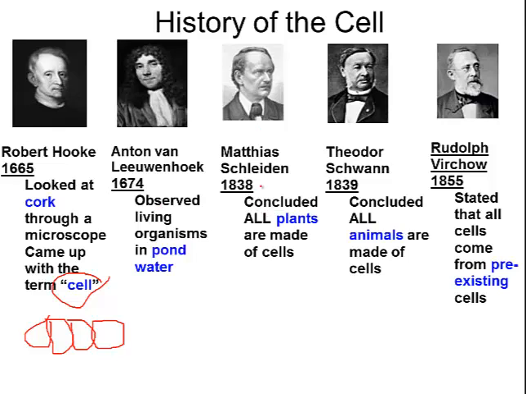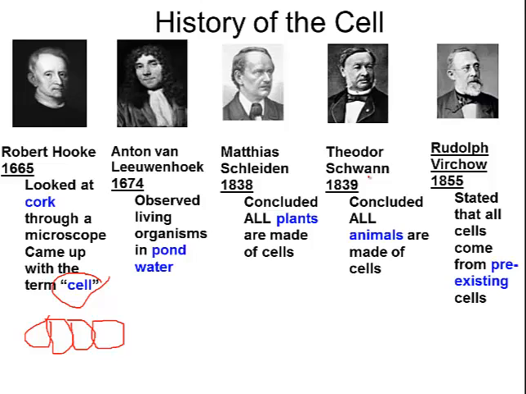And then a couple hundred years later, Schleiden concluded that all plants are made of cells. So he looked at a lot of different kinds of plants and noticed all of them always contained different kinds of cell-looking structures. The next year, Theodor Schwann decided to look at different animal tissues and also determined that all animals are made of cells. And then finally, Rudolf Virchow stated that all cells come from pre-existing cells that are already there, and that's basically the idea of the cell reproducing.